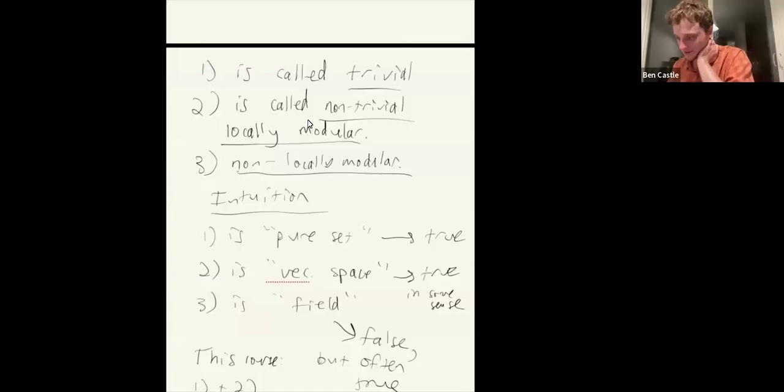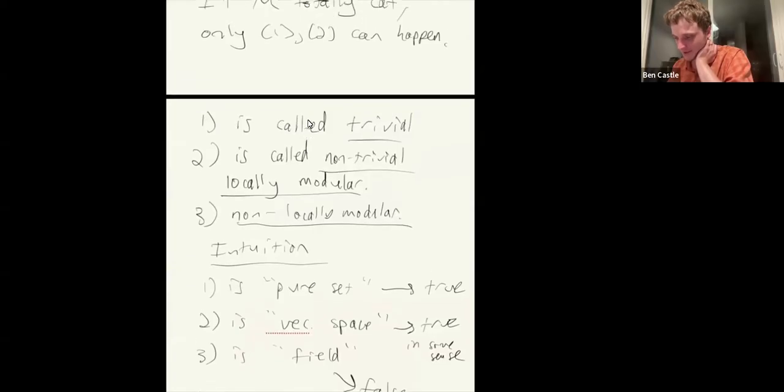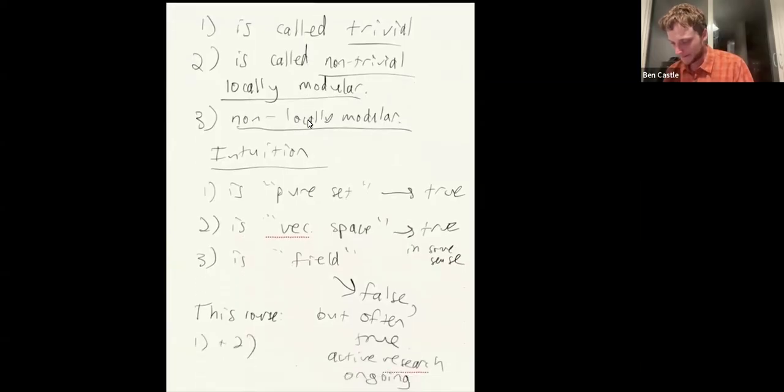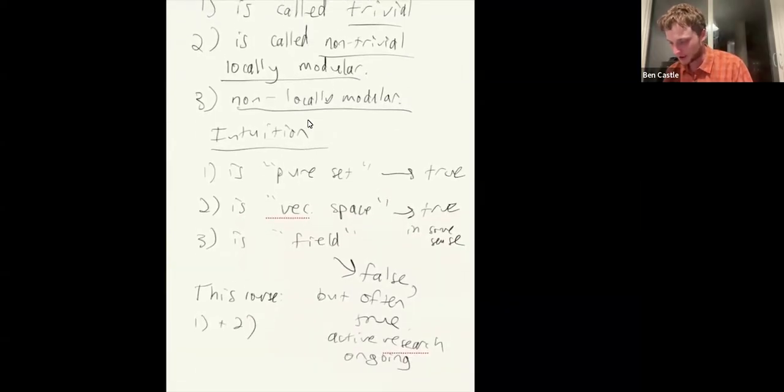Okay, thank you. So these three cases become the trichotomy, and they're called trivial, non-trivial locally modular, and non-locally modular. And again, for historical reasons, the first two cases union together were called locally modular. Roughly speaking, what we want to say is that trivial things look like pure sets, non-trivial locally modular things look like vector spaces, and then we won't have time to say this, but what turns out to be the case often is that non-locally modular things look like fields.